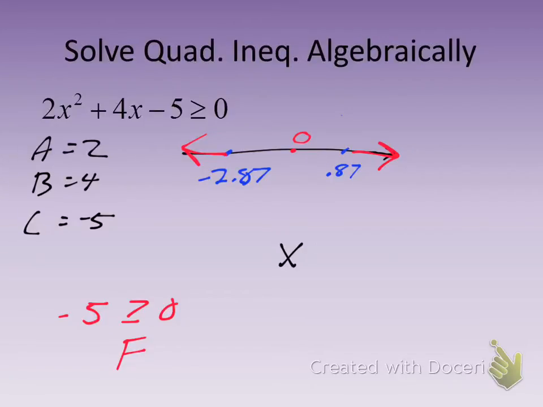What you shade gives you x is less than or equal to -2.87 or x is greater than or equal to 0.87. That's pretty good.